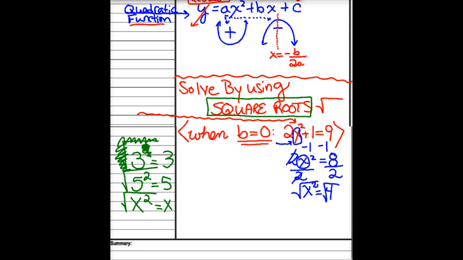So really what you do with these is what we call isolate, which means to get the x squared by itself. Once you do that, you can just take a root.